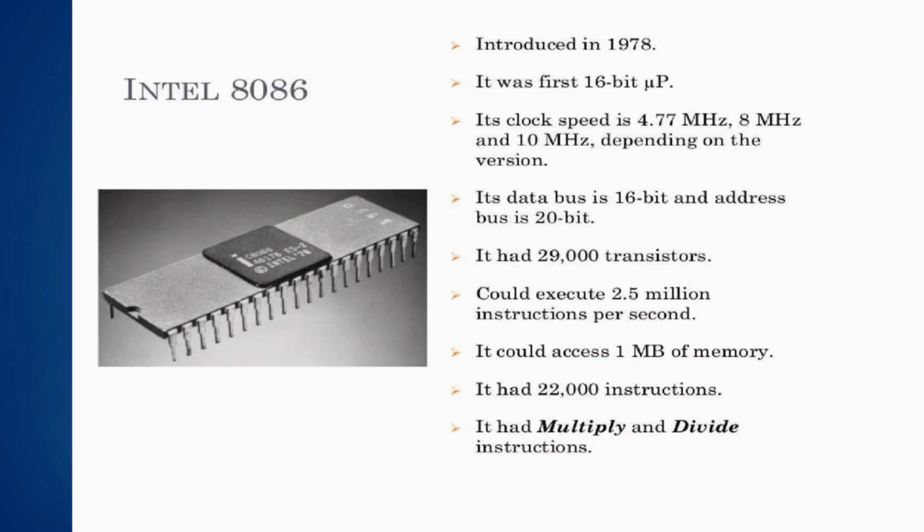It had 29,000 transistors inbuilt in it. It can execute 2.5 million instructions per second. We can also access internal memory of a maximum of 1 MB. It had 22,000 instructions, and it has a very important feature: direct multiplication and division instructions are available. So you are able to do 16-bit multiplication and division directly by using some instructions.